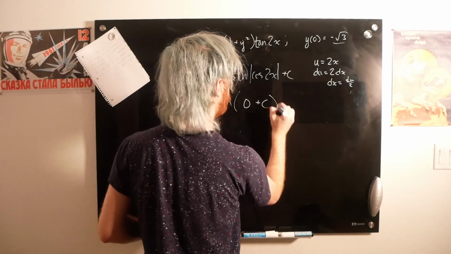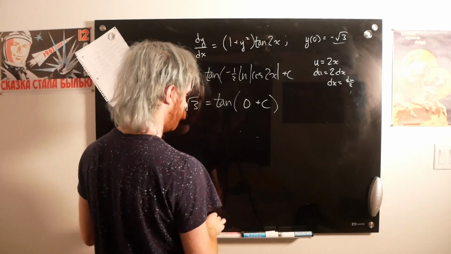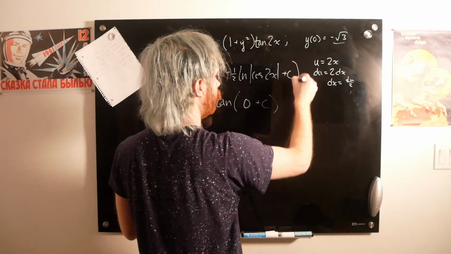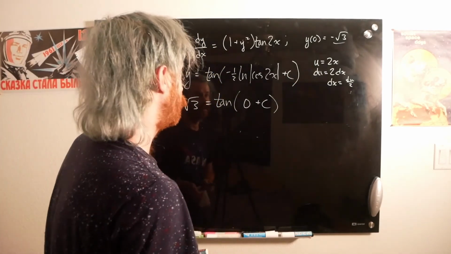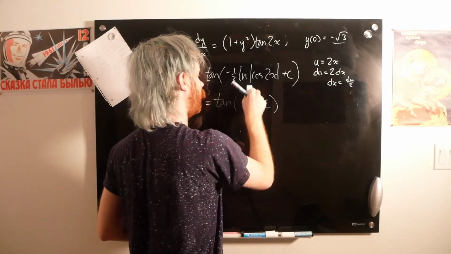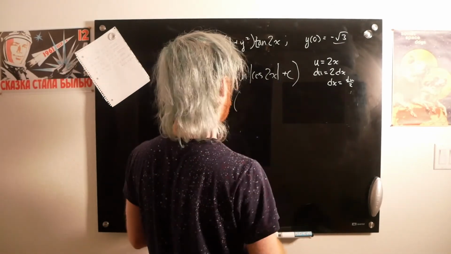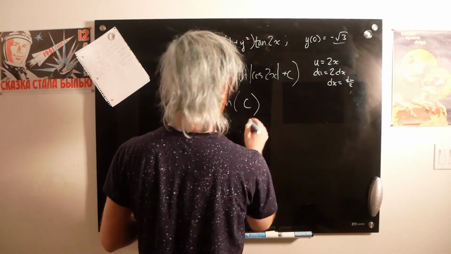So 0 plus c. I just wrote that to notify you that you know that that's 0, and we have c still. Sorry, I forgot this in parentheses. So I'm just going to go ahead and erase this. So the tangent of c.